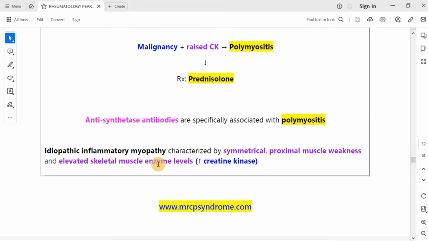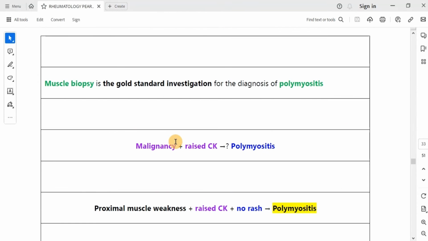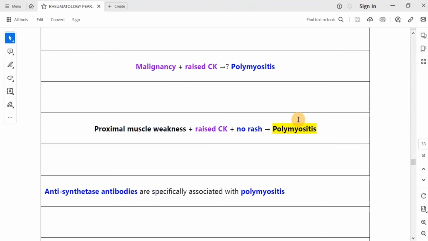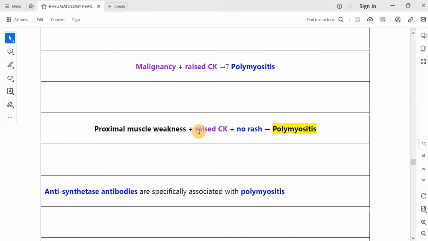Idiopathic inflammatory myopathy characterized by symmetrical proximal muscle weakness, elevated skeletal muscle enzyme levels, that is elevation in the creatinine kinase. And muscle biopsy is the gold standard investigation for the diagnosis of polymyositis. So proximal muscle weakness, raised creatinine kinase, no rash, think of polymyositis.